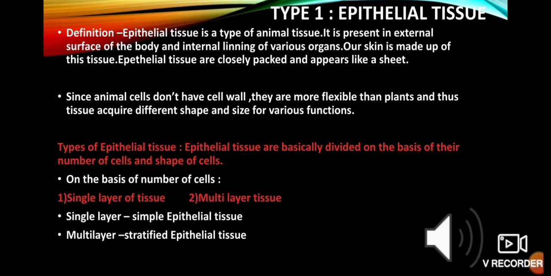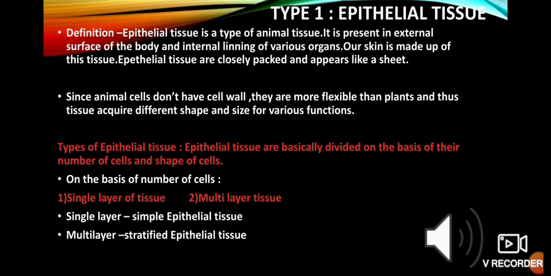We also have to deal with the types of epithelial tissue. The types of epithelial tissues are mainly divided on the basis of the number of cells and the shape of cells. So first we are going to deal with the types of tissue based on the number of cells. If we talk about the number of cells, either they can be a single layer of cells or they can be multi-layer. Single layer means less amount of cells, whereas multi-layer means many cells lying on top of each other.